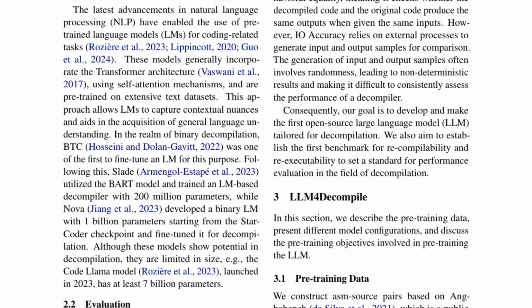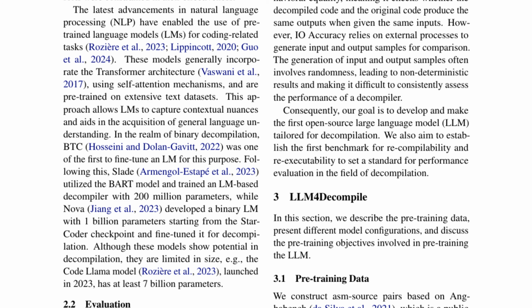The latest advancements in natural language processing, NLP, have enabled the use of pre-trained language models, LMs, for coding-related tasks. These models generally incorporate the transformer architecture, using self-attention mechanisms, and are pre-trained on extensive text datasets. This approach allows LMs to capture contextual nuances and aids in the acquisition of general language understanding. In the realm of binary decompilation, BTC was one of the first to fine-tune an LM for this purpose.